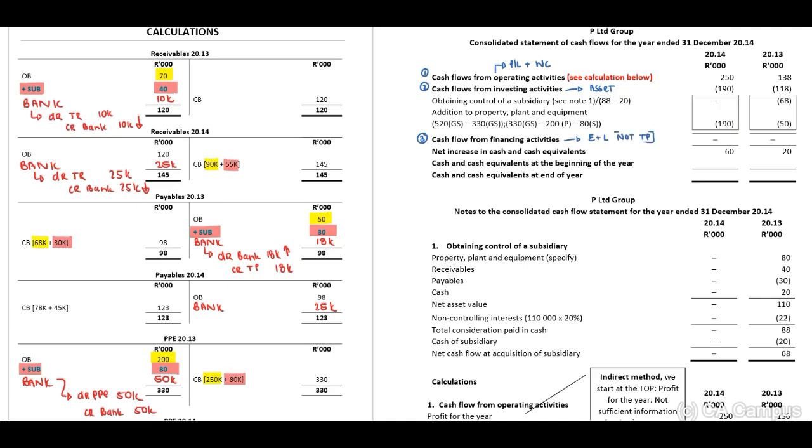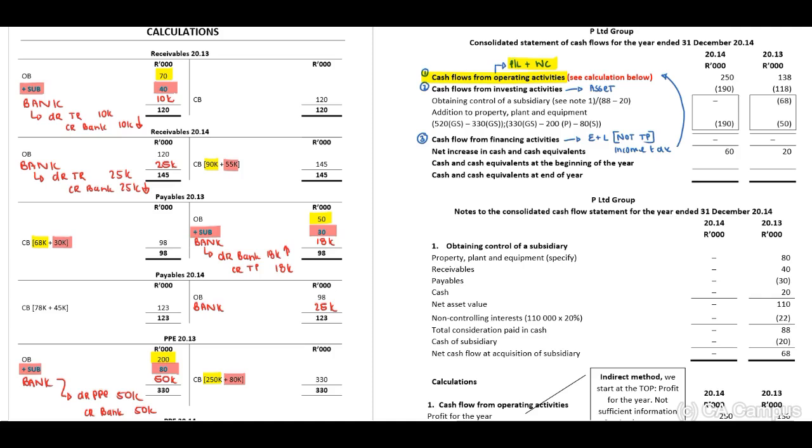Remember guys, the trade payables is our working capital. And when you think about our income tax, it will be included in our operating activities calculation. Therefore, all of our other long-term liabilities. Now, our first step, we need to start at the top and calculate our cash flow from our operating activities.